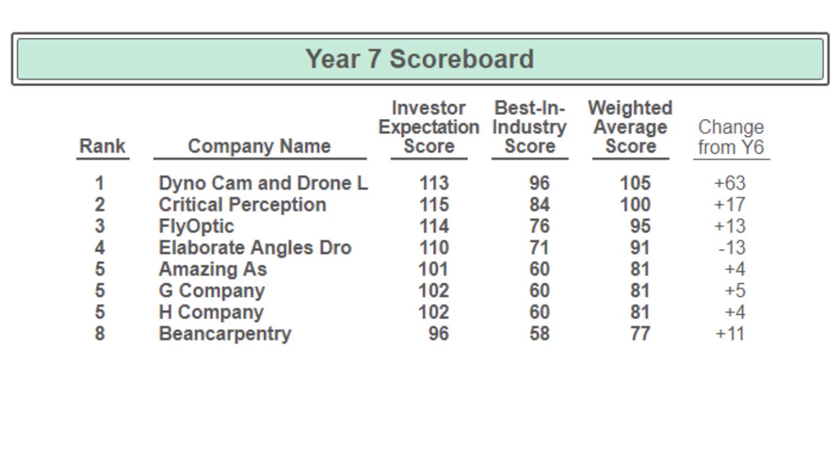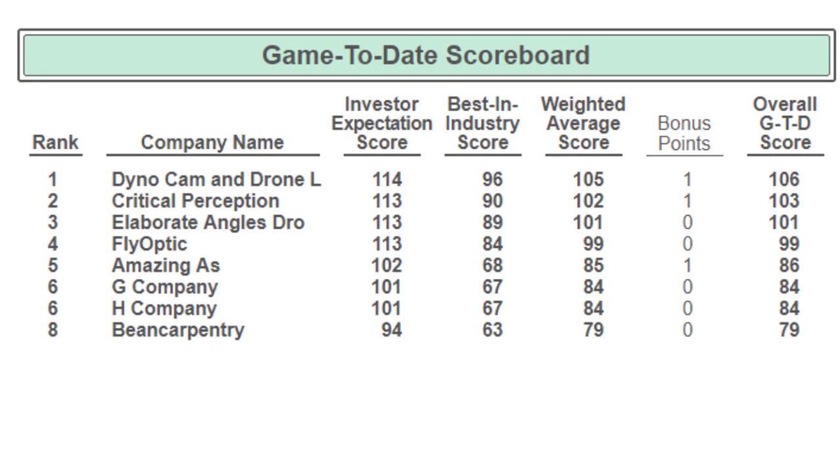So now let's look at the game-to-date scoreboard. Then again, Team D is leading the charge at 106. They got a bonus point. That's why they're at 106, not 105. Team C is at 103, E is at 101, F is at 99, A is at 86, G and H 84, B 79. So this makes you look a little bit worse, B, because 5 points over the game-to-date scoreboard, it's hard to make up 5 points. It shows you that there's a bigger gap than just the year results did.